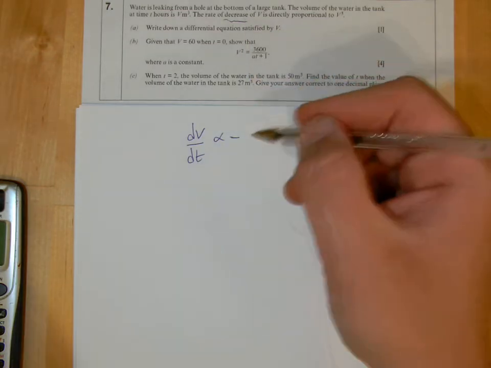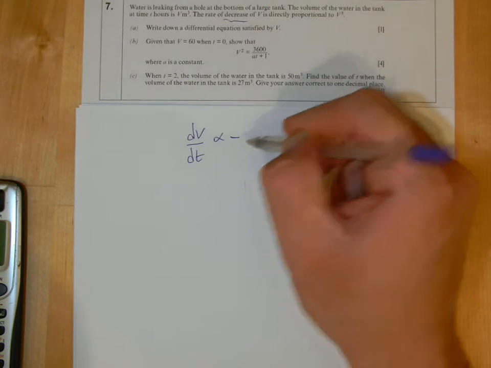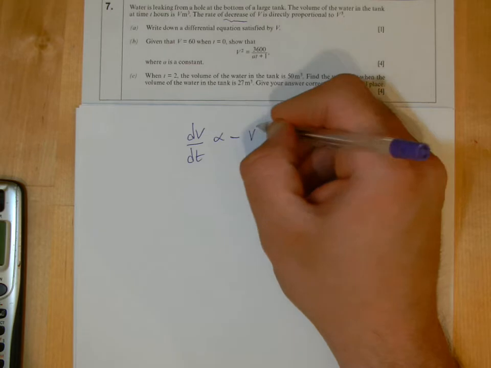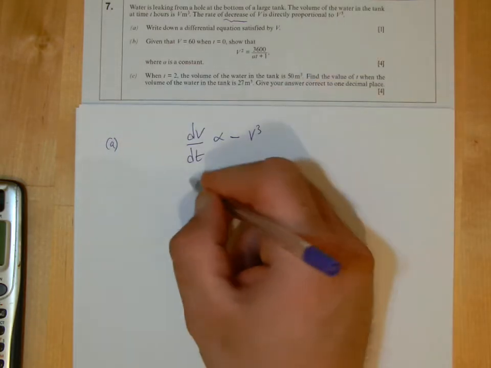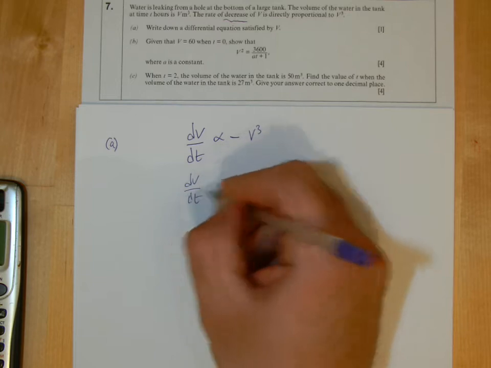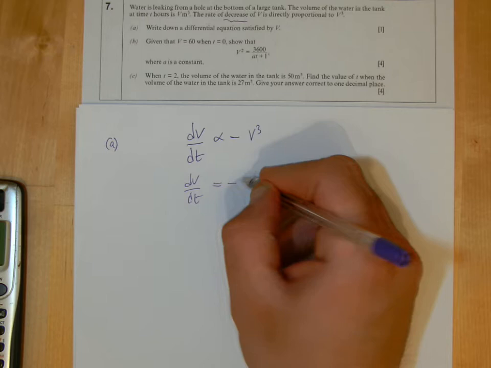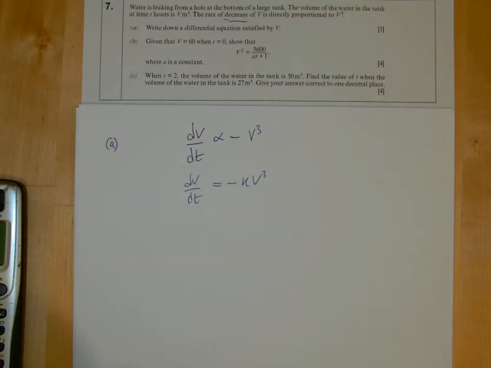Okay, and that would be proportional to, well, decrease. Then of course you need to have that minus there, because of the word decrease. It's important you have that minus there. It shows negative gradient. It says V cubed. So to answer part A, we can write this as a differential equation if we put an equals there and put a k in there to have this constant of proportionality. So part A answered, 1 mark.